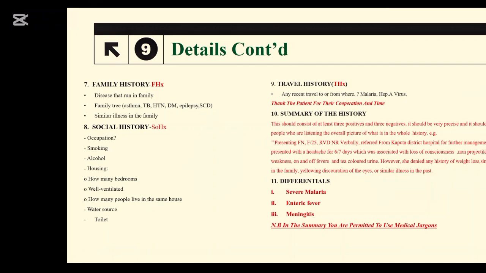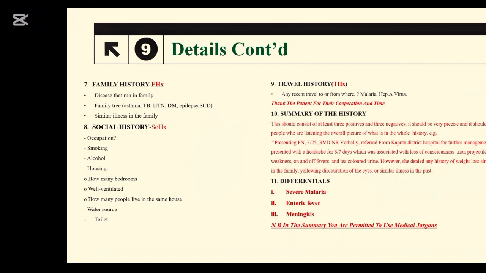Okay, housing, you want to identify the number of bedrooms or number of rooms that are in the house. You want to identify whether the house is well ventilated or not. How many people live in the same house? Mention the water source, the toilet. You just want to identify the risk factors. Cholera and whatnot, those conditions are very, very contagious. And also cough, pneumonia, TB, just to mention a few.